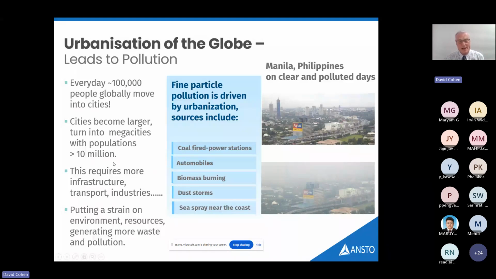We have coal-fired power stations, we have them here in Australia, lots more automobiles, we have biomass burning of rubbish and bushfires, we have dust storms, and we also have sea spray components if you live near the coast. So there's a whole range of things that go to your fine particle pollution, natural things, as well as anthropogenic or man-made things.